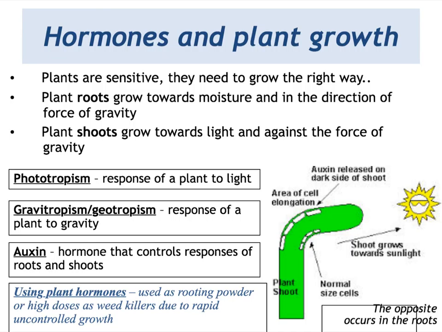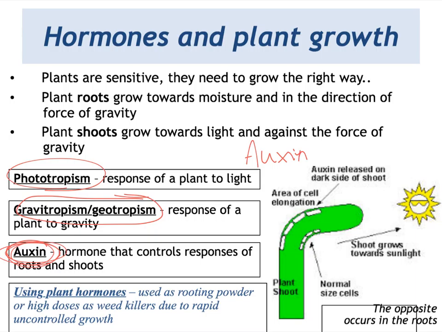Finally, hormones and plant growth. Okay, so we've got something called phototropism, which is a plant growing towards the light. Okay, and we've got gravitropism, where the roots grow towards gravity, so it grows the right way up. The key word here is auxin, and that controls the responses. It's a hormone.